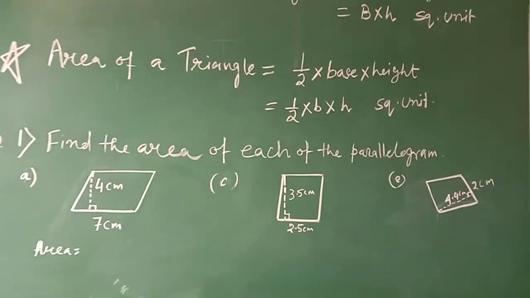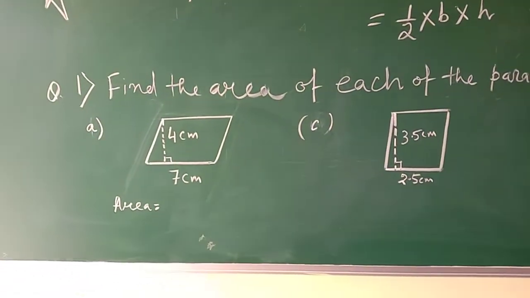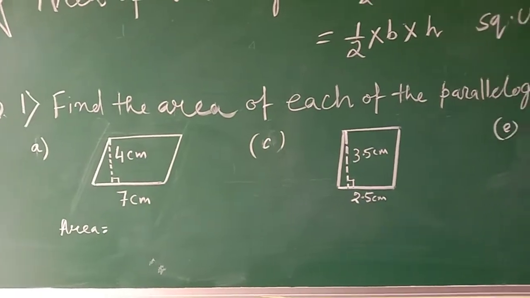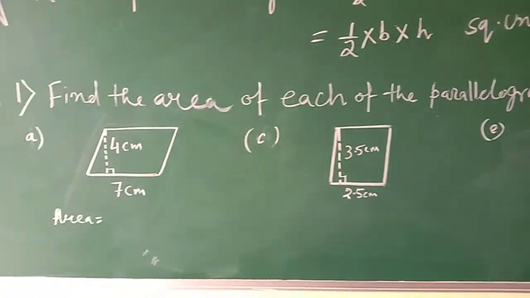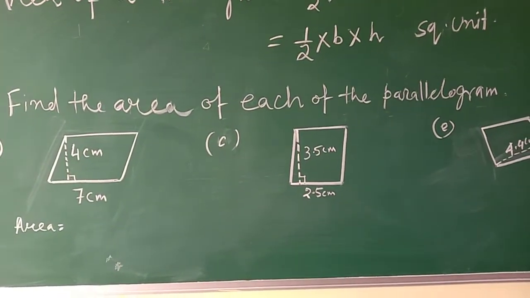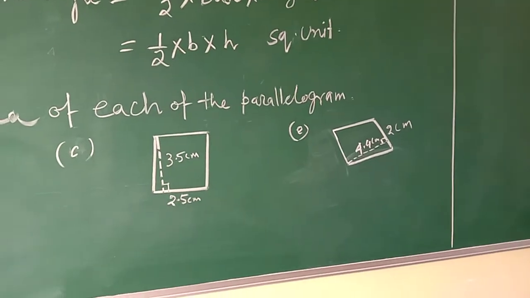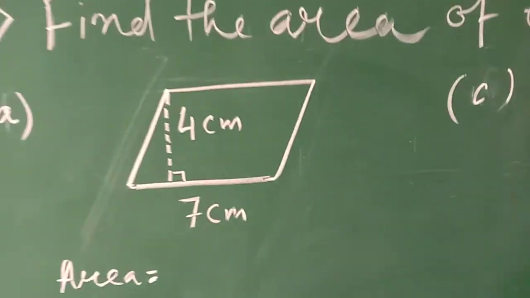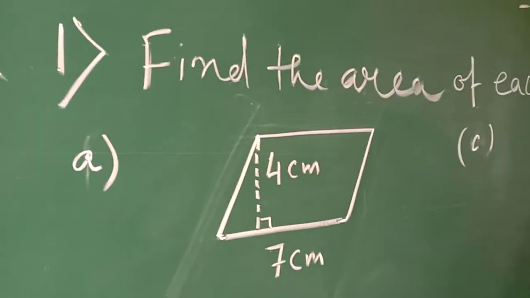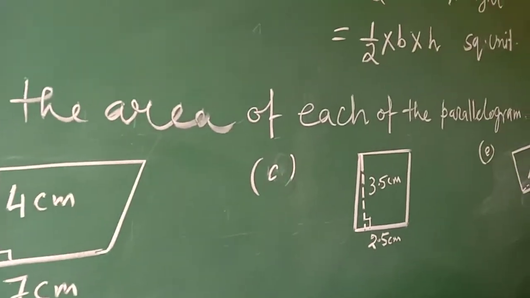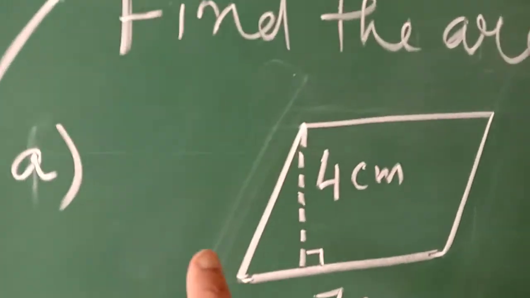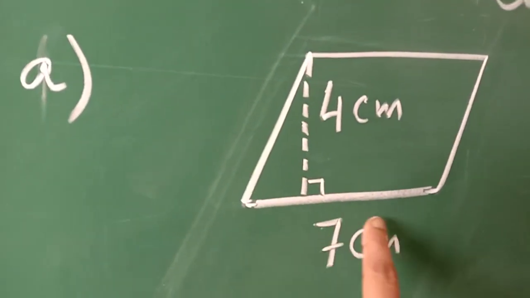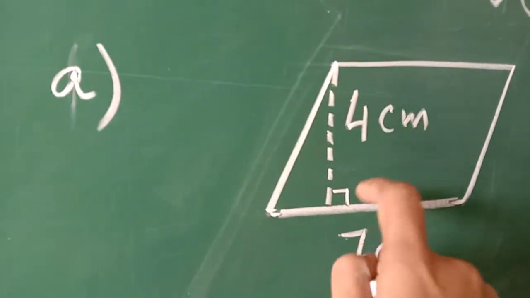Now, question number 1, find the area of each of the parallelograms. A few drawings I have already drawn here. I have a few figures, A, C and E. All the sums are more or less the same, so we will do the first one. Find the area of each of the parallelograms. First parallelogram, what is here? Here the base is 7 and height is 4 centimeter.